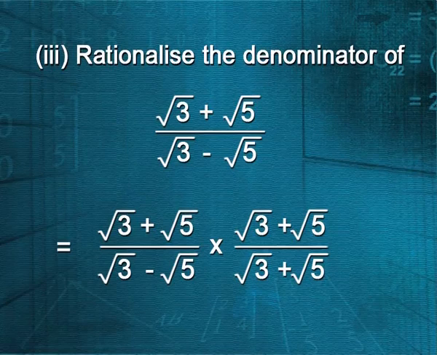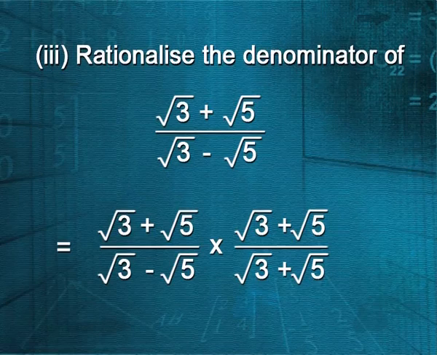Now, in the numerator, you have root 3 plus root 5 multiplied by root 3 plus root 5. It is just like a plus b into a plus b. And what is the product of a plus b and a plus b? It is a plus b whole square. Therefore, this will be root 3 plus root 5 whole square.